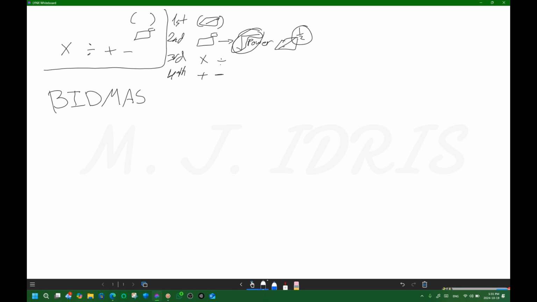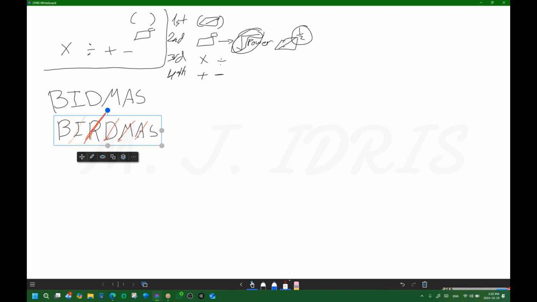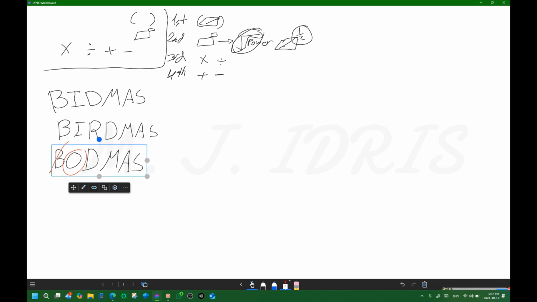Some versions of this word say BIRDMAS, which stands for brackets, indices, roots, division, multiplication, addition, subtraction. And sometimes you can see it as BODMAS, which stands for brackets, order of power instead of indices, which is the same thing, just in different notation or different names for it. Instead of indices, they say order of power, and the rest are the same.